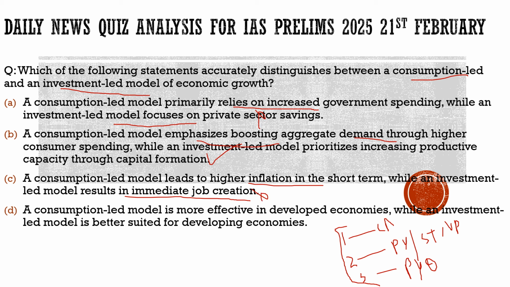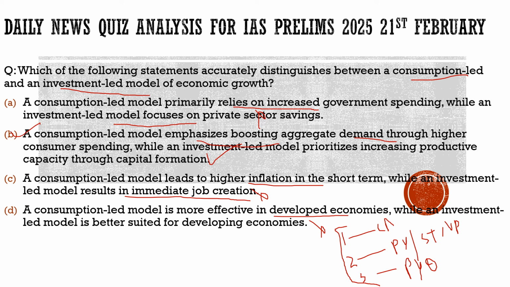Fourth statement: a consumption-led model is more effective in developed economies, while an investment-led model is better suited for developing economies. Even though it may seem correct that the consumption-led model is more efficient in developed countries, and that developing countries should depend on the investment model, if we understand it, it is not 100% the true picture of growth. Whether it is a developed or a developing country, they need both types of model. They need the collaboration of both: consumption should be there, and investment should be there. So the fourth statement is also incorrect. So here the correct answer to this question is option B. Now we understood the question and we solved it.